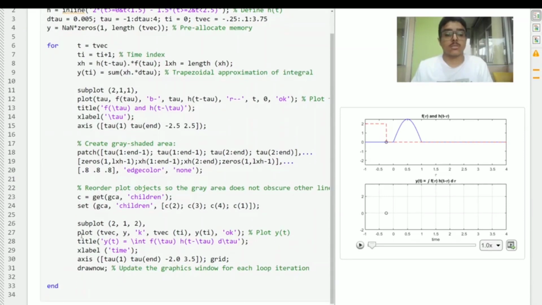And here also plot again to plot the output function, title again, x label, axis. This also refers to x. This also refers to y. And drawnow is to update the graphic window.